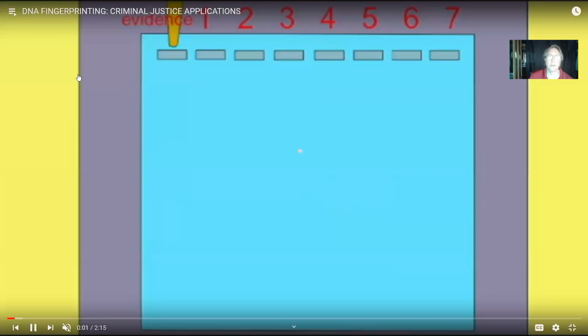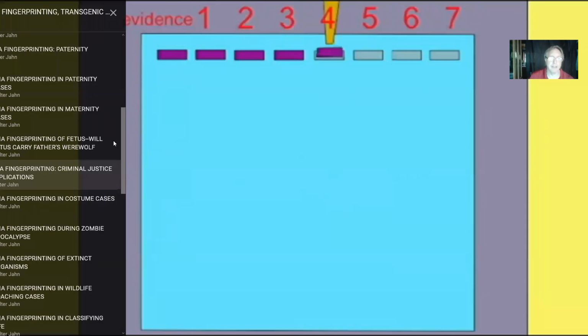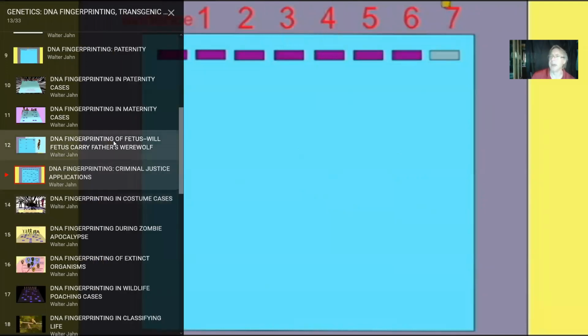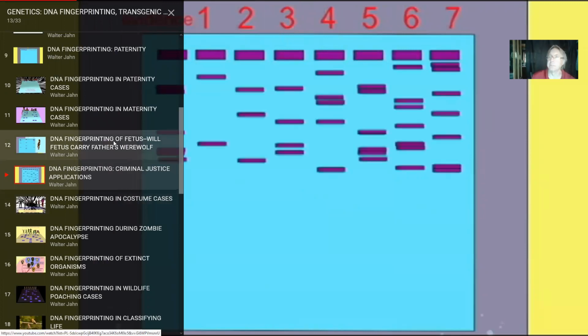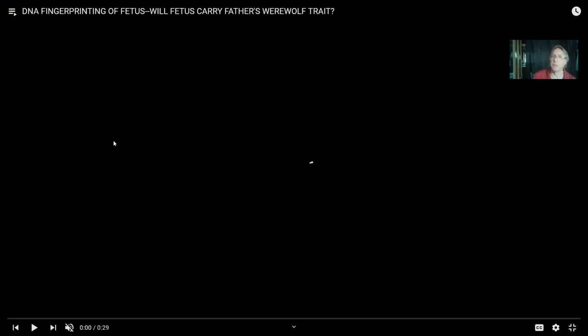Not only can you do DNA fingerprinting on children and adults, but also on fetuses. There are procedures which can actually get access to fetal cells. Amniocentesis removes cells from the amniotic fluid. Chorionic villi sampling, or CVS, removes cells from the chorion. These are extra embryonic membranes, not part of the embryo's body, but nevertheless, they came from the embryo.